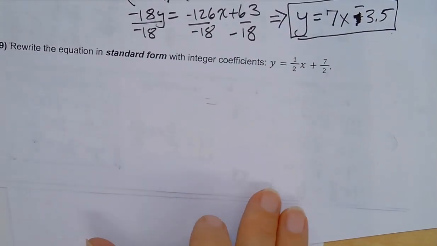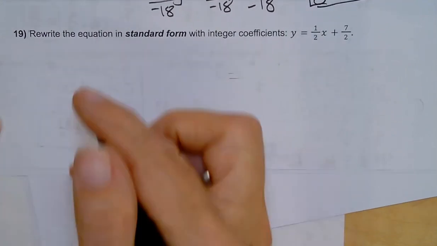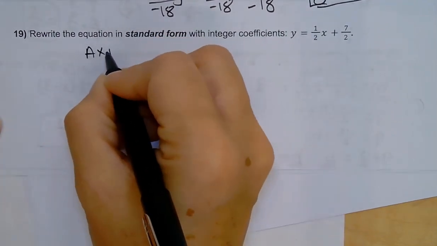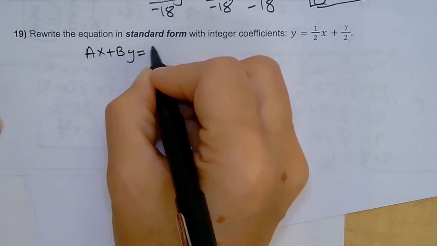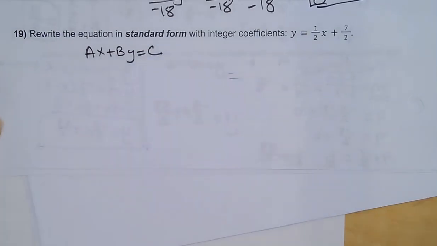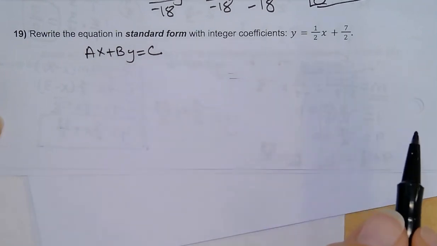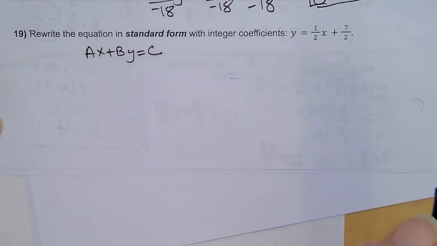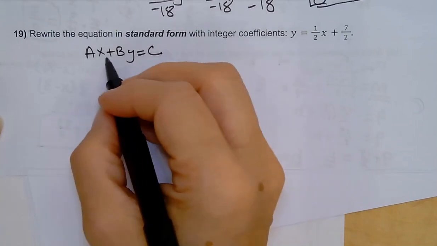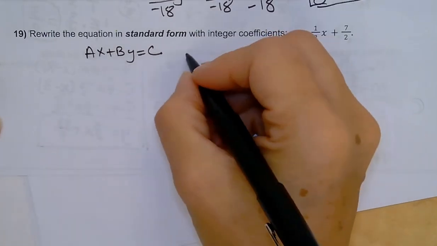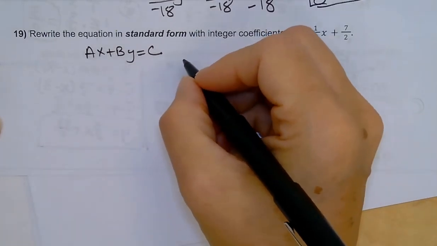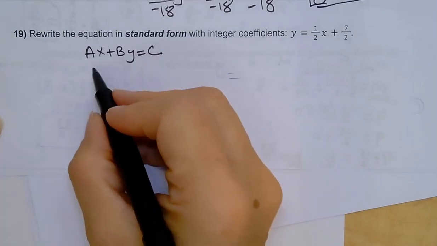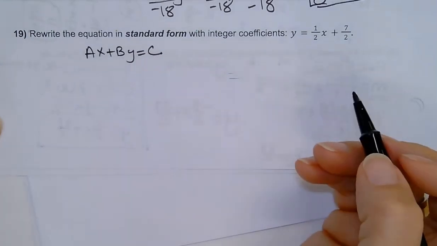All right, number 19. Rewrite the equation in standard form. Standard form is ax plus by equals c. If you need reminders about that, that's something that you might want to put on your formula sheet before the final, right? So remember that we have rules with our standard form, though. A has to be positive, and A, B, and C cannot be fractions.